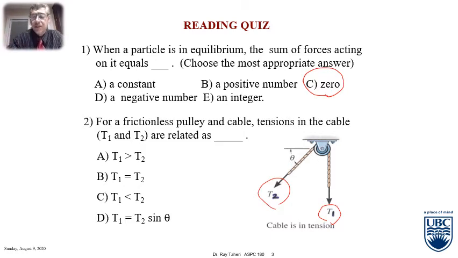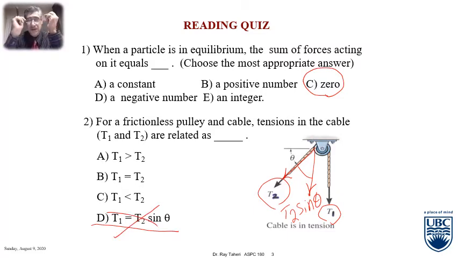A common mistake is that sometimes students will say, okay, here we go, there's one force here, and this force, this component is T2 sine theta, and they should cancel each other. It means they assume this is the correct answer. This is not actually correct. The fact is, when you have a frictionless pulley, the tensions on both sides of the rope are equal. And it means that this is the correct answer.